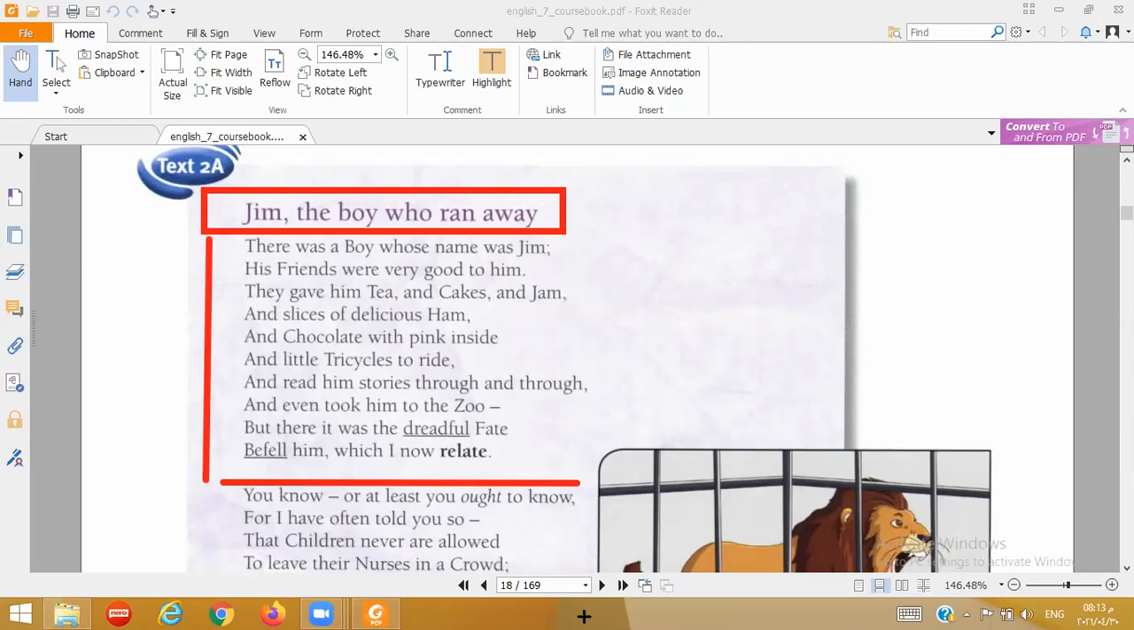Good. So you see the rhyme scheme? Jim, him, jam, ham.